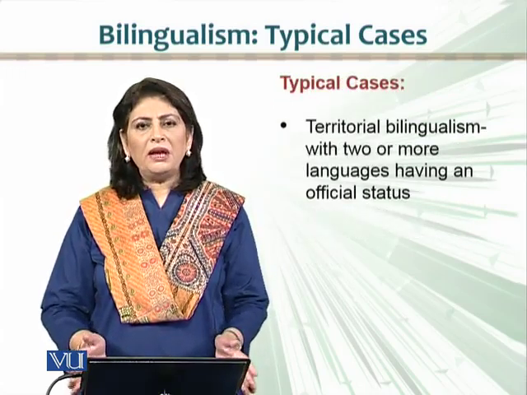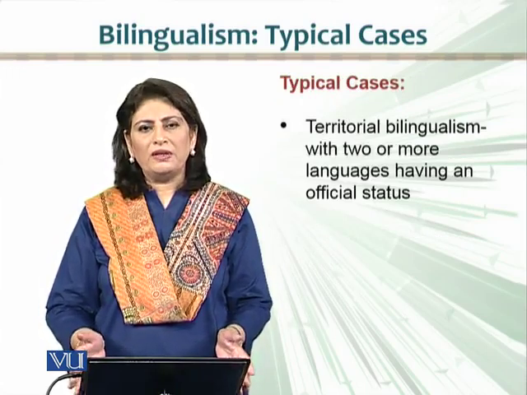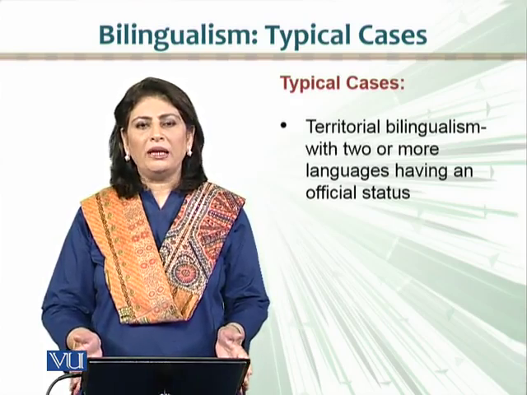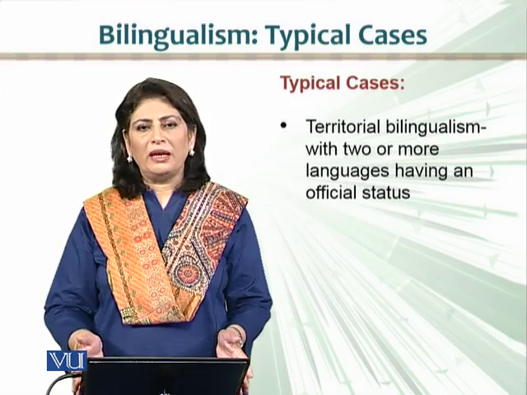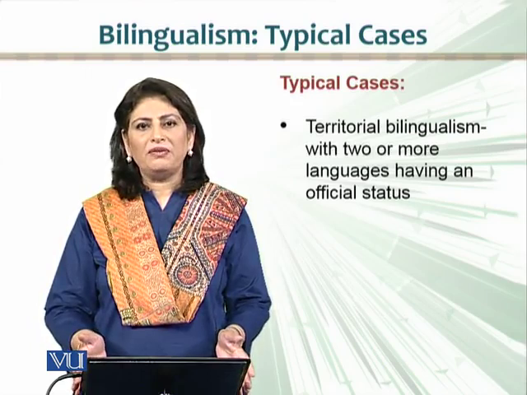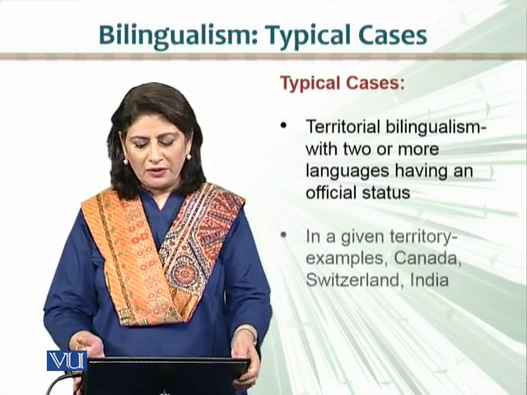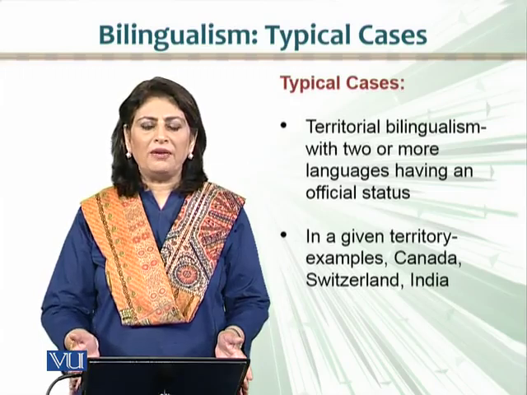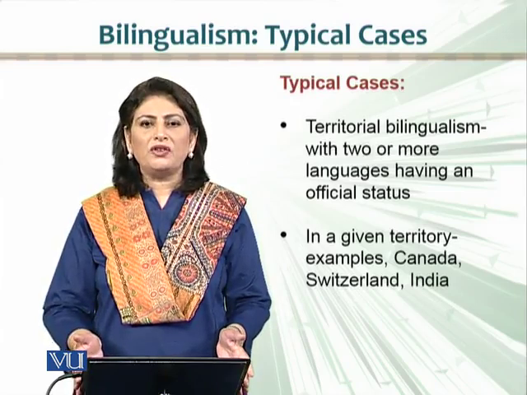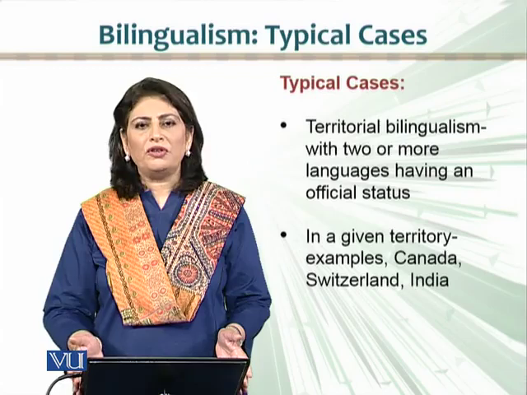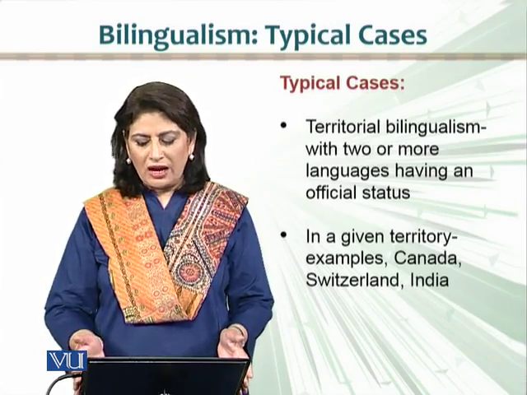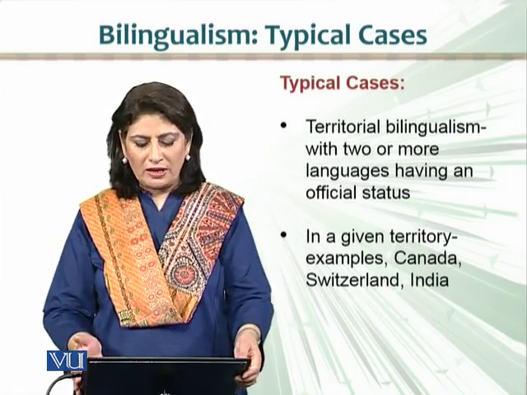So the three main typical cases which we can say of the existence of bilingualism in societies are: number one, territorial bilingualism. Now, what happens in territorial bilingualism is that at times the countries geographically divide their states on the basis of language. For instance, you have this case of Canada where certain parts are French speaking and they have their official language as French. There are other parts of Canada which are English speaking and they have their official language as English. Similarly, Switzerland has 4 different languages as official languages, and then you have the example of India also, though with slight variation.